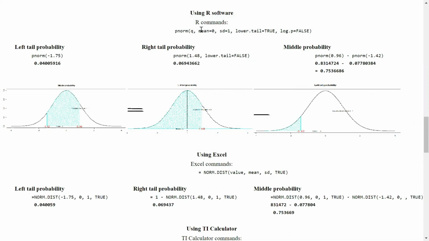Now let's discuss the use of some technologies such as R, Excel, and TI calculator in computing these normal probabilities. First with R. The command is pnorm with the arguments inside the parenthesis: z-score, mean, standard deviation, lower tail, and log option. Consider the left tail. Pnorm is the full command, but in the present case, we shall replace the first argument q by the z-score value negative 1.75. The other default arguments remain as they are.